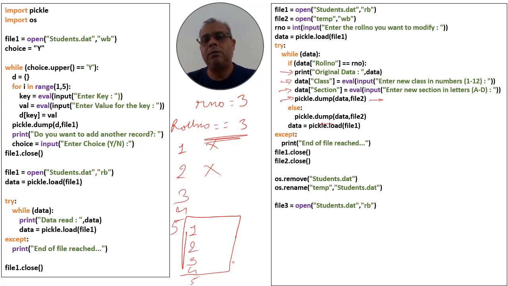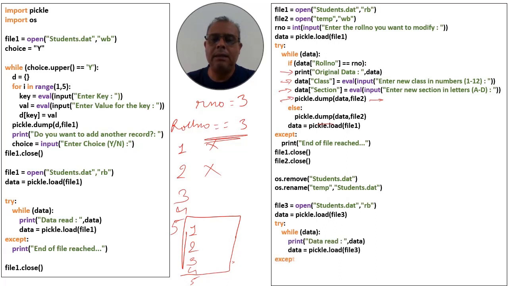In file 3 we are going to open the students.dat file in read mode, binary mode, and we are going to display the data. And when you display the data, you can see that the records modified are appearing in this file. So friends, this is how we perform deletion and modification in binary file. Let's see the program's execution.